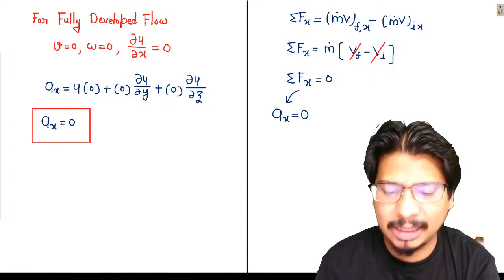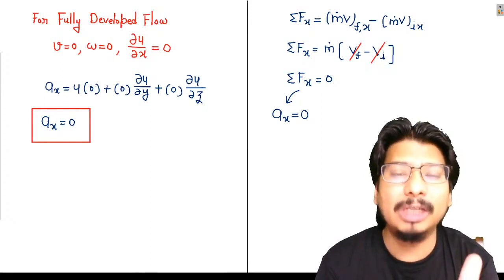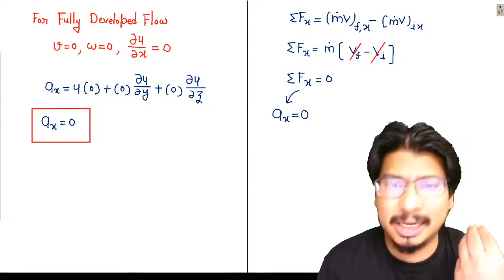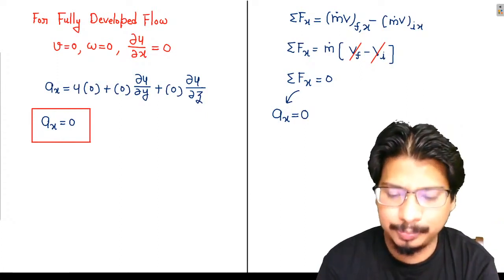What is developed flow, beta? Developed flow is where the velocity profile is well defined and it will not change along the flow. That means, if you have the flow in the x direction, dou u by dou x will be 0.